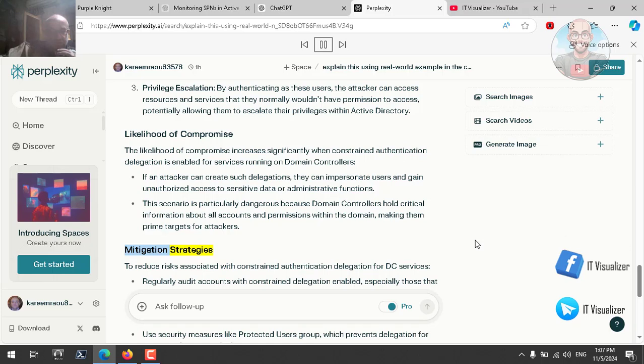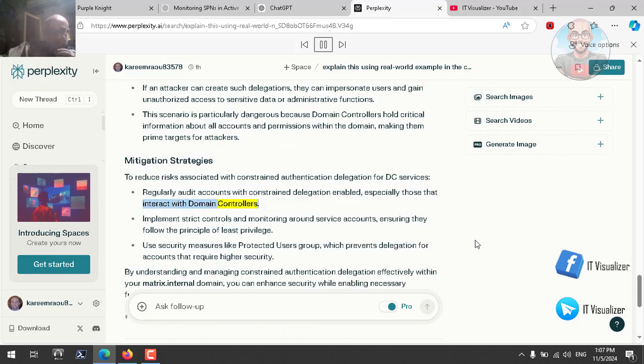Mitigation strategies. To reduce risks associated with constrained authentication delegation for DC services: Regularly audit accounts with constrained delegation enabled, especially those that interact with domain controllers. Implement strict controls and monitoring around service accounts, ensuring they follow the principle of least privilege. Use security measures like the Protected Users group, which prevents delegation for accounts that require higher security.